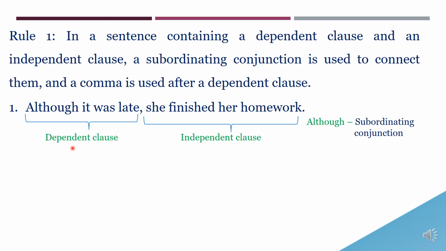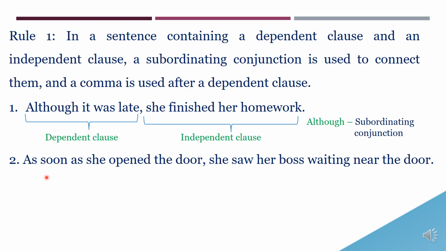Okay? See, although, as I said, is a subordinating conjunction that is introducing a dependent clause. Although it was late is a dependent clause, because does it make any sense as a sentence? No, unless and until we write she finished her homework. Once we write this independent clause, the whole sentence makes sense. Therefore, place a comma after although it was late, which is a dependent clause. She finished her homework is an independent clause. Okay.